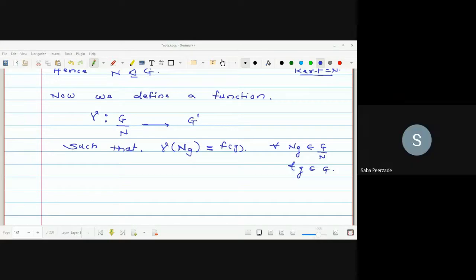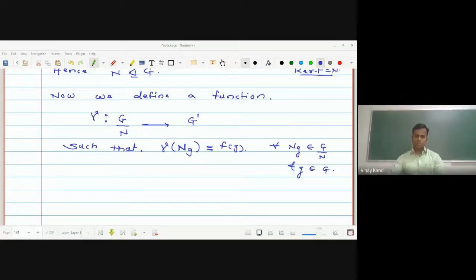Okay. मैंने लीव करने की मीटिंग such that gamma of ng is equal to f of g. What is g by n? G by n हा कसा दिसेल? What is the input of gamma here? G by n काल शिकवलंय cosets n into g such that this g belongs to capital G.